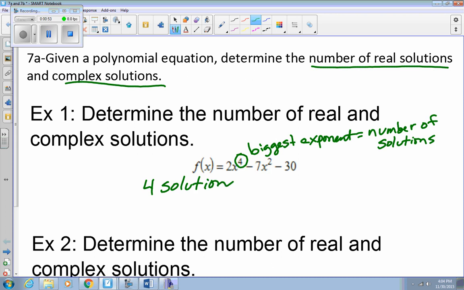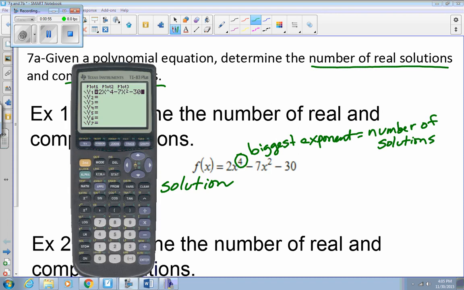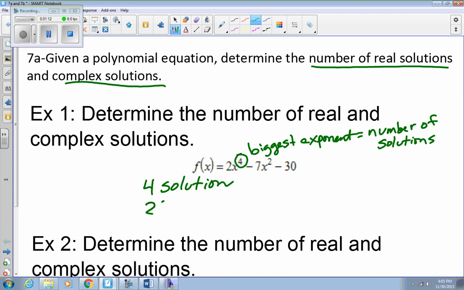So we're going to put it in the calculator. Now it's in the calculator, we're going to graph it. And it crosses the x-axis twice, 2 different spots. When it crosses the x-axis, these are known as real solutions. So I have 2 real solutions here. And since we had 4 total solutions, 2 of them are real, the other 2 automatically have to be complex.